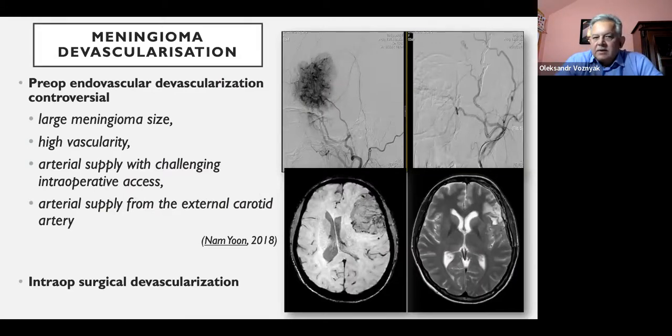Now let us discuss meningioma devascularization. It's been shown that there is no sense to embolize all the meningiomas before surgery. When we expect high vascularity of the tumor, we can predict it according to the MRI data. From the MRI data, we can then plan the angiography and embolization of the tumor.